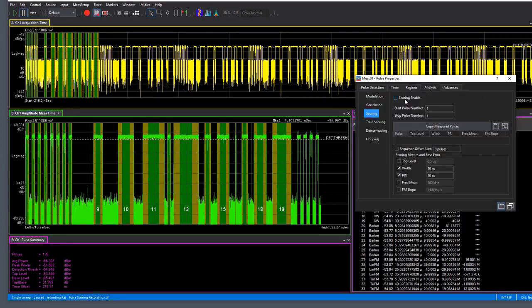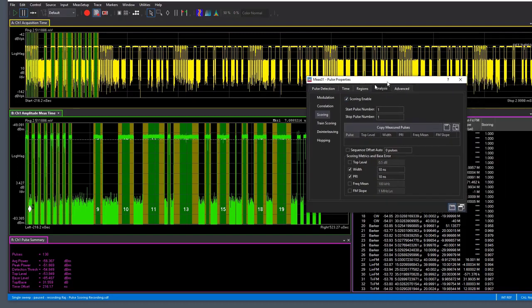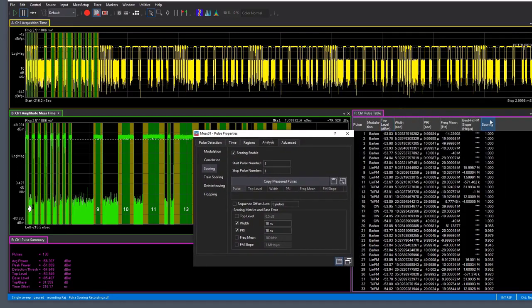And scoring is really interesting in the sense that we can select a pulse or provide a series of pulses that we want to use to score what we captured against. So to do this, we're going to simply select Scoring Enable. And you might have noticed after I checked that, you get this extra column here in the pulse table called Scoring. Right now, everything's a 1, but let's ignore that for just a moment.